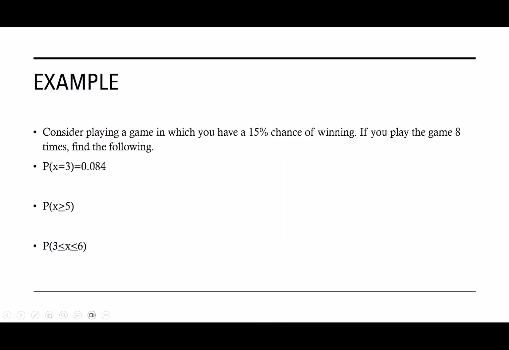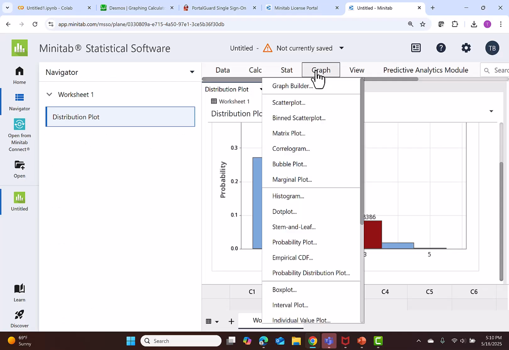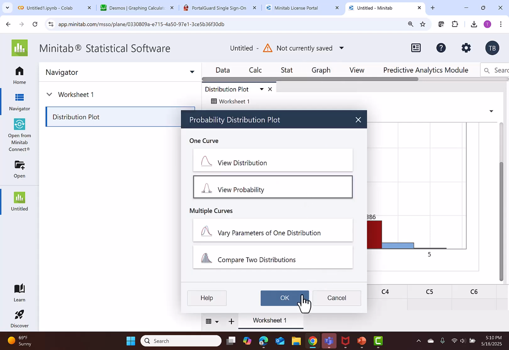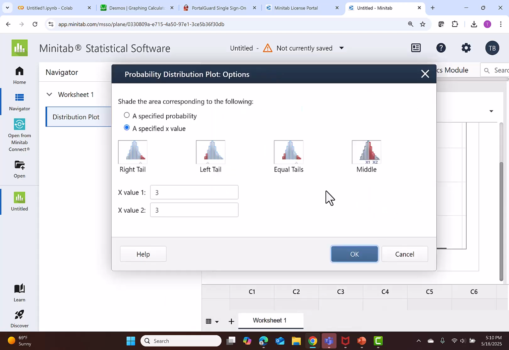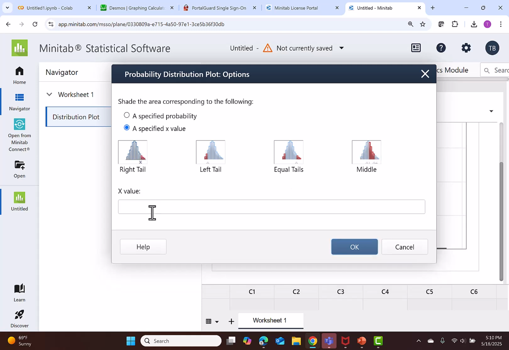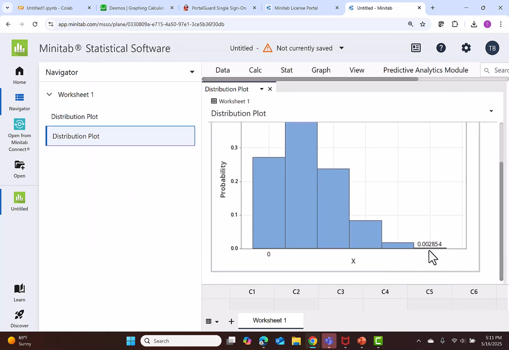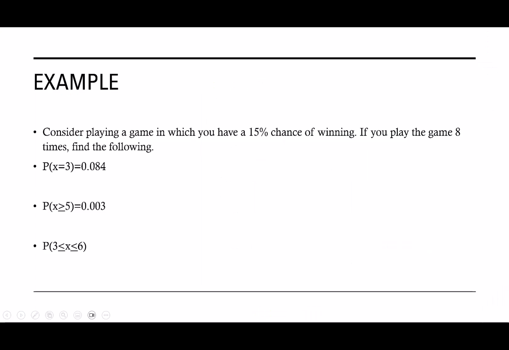Now let's find the probability that x is greater than or equal to 5. Back in Minitab, I'll select Graph, Probability Distribution Plot, View Probability. I'm going to change my options to be right tail because I want the x value to be greater than or equal to 5. This gives us a value of 0.002854. I'll round that up to 0.003.